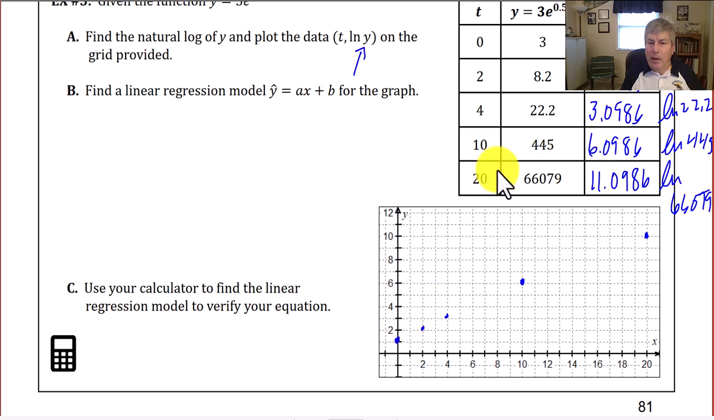So I plot my t's, or my x's. My y's are the natural log of 3e to the 0.5t. So those are my y's. And we can see here that it looks like a scatter plot that is linear. And now we're asked to use our calculator to find the linear regression. I'm not going to do this by hand. We'll just use our calculator to find that.